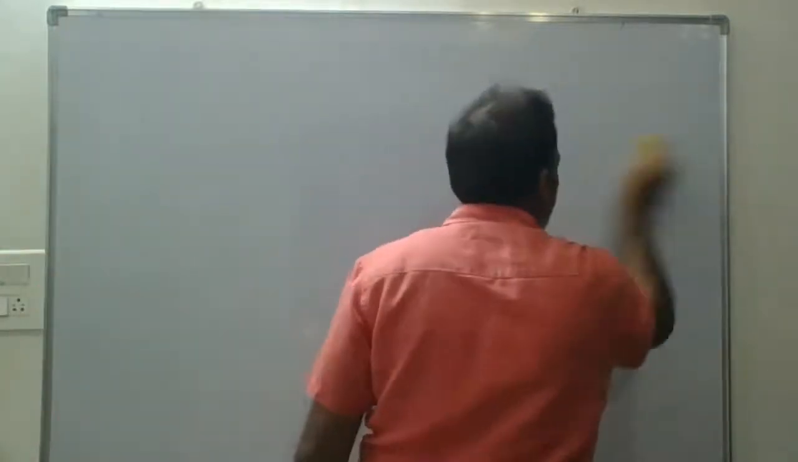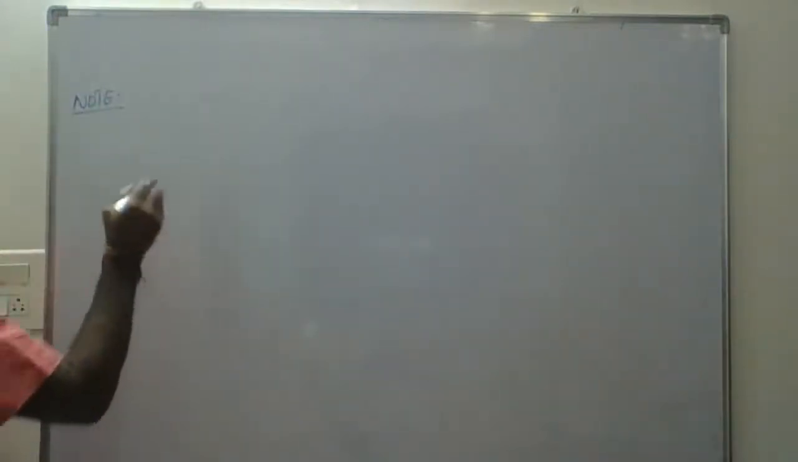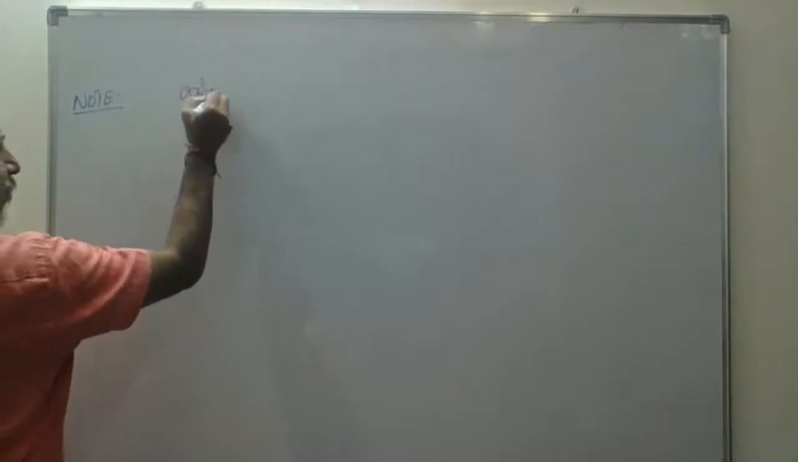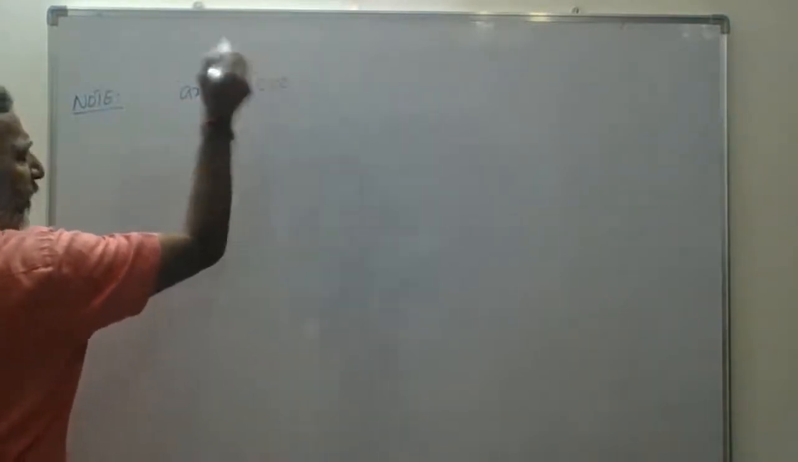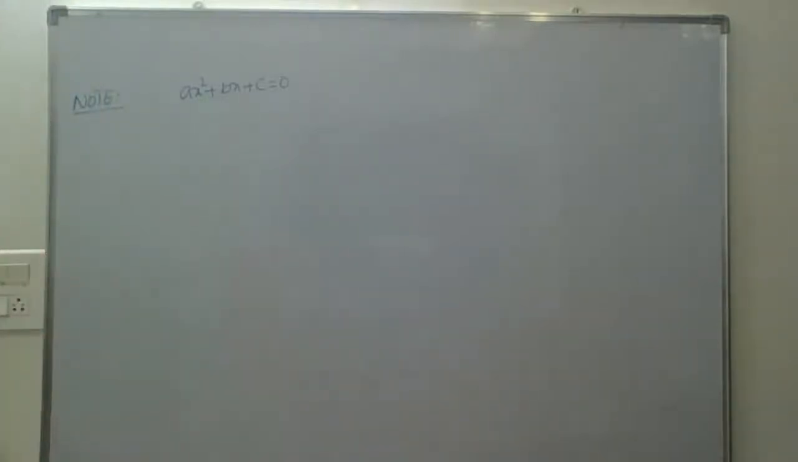Next note number 5. If the sum of the coefficients of an equation is 0, if the sum of the coefficients of an equation is 0, then one of the roots of the equation is 1.